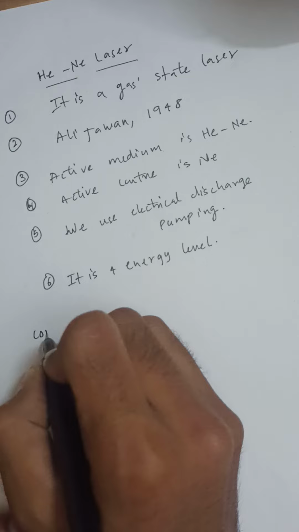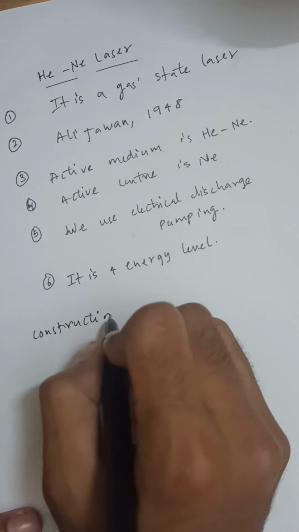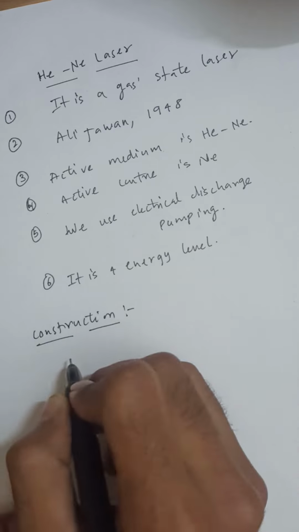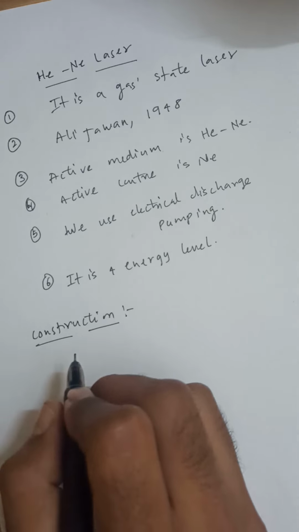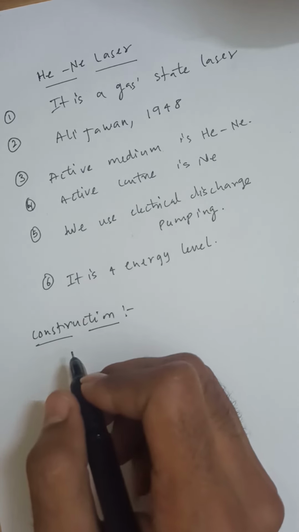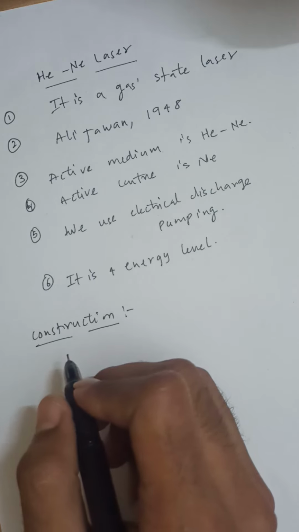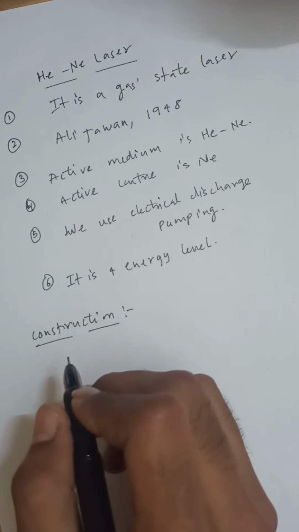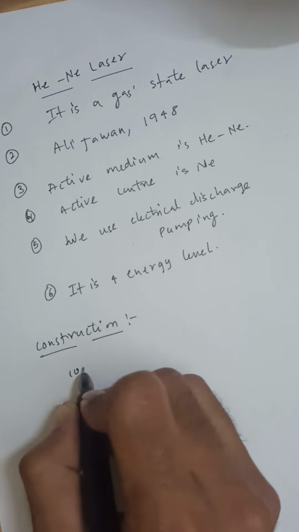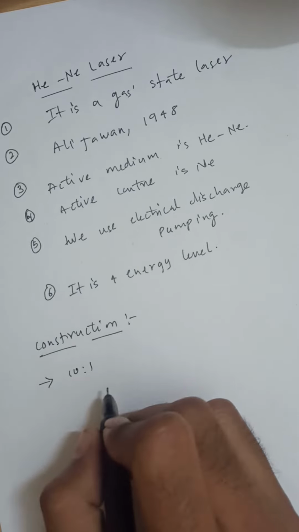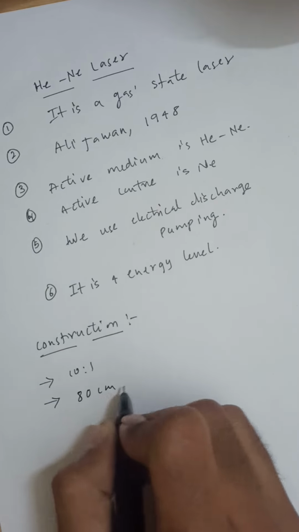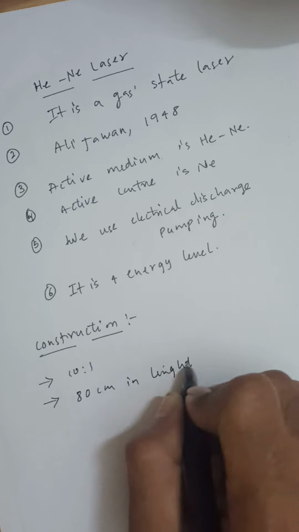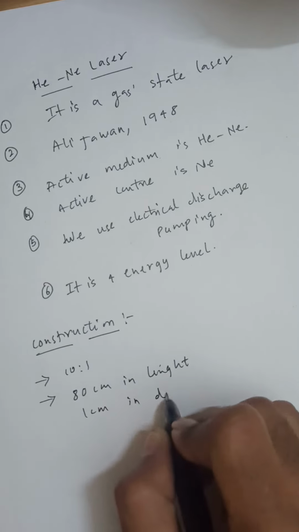Next we go to construction. In helium neon lasers, the ratio of helium to neon is 10:1. The glass tube is filled with the gases at a specified pressure individually. The role of helium is to excite neon atoms. Dimensions of the glass tube are 80 centimeters in length and 1 centimeter in diameter.